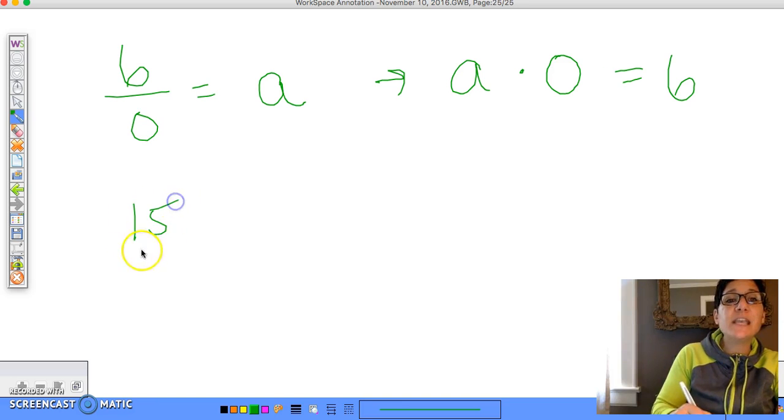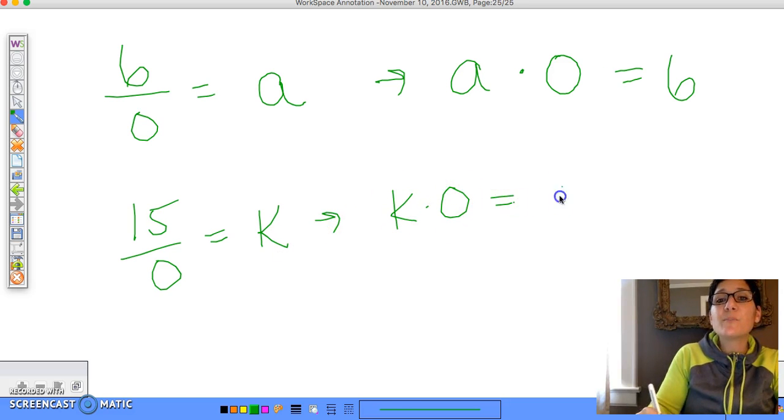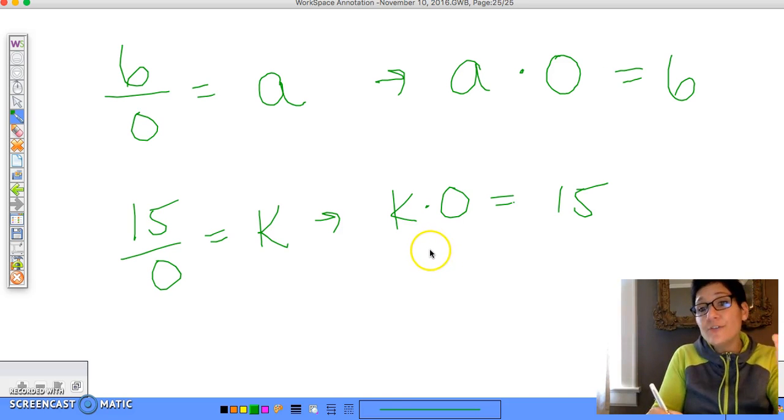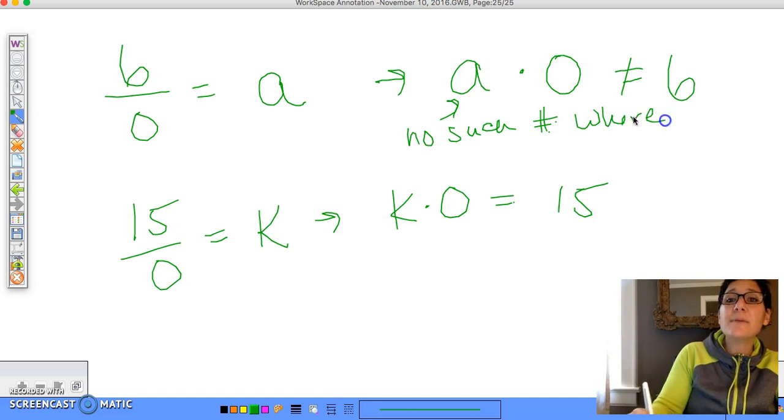So if I take 15 and I'm dividing it by 0, I have to find some number that when I multiply that number times 0, it's bringing me back to 15. There is no number in our number system where any number times 0 is going to get me back to 6, or any number times 0 is going to get me back to 15. That is why we say it's undefined. It's simply saying that there is no such number where we can make this happen. Okay? And that's where it comes from.